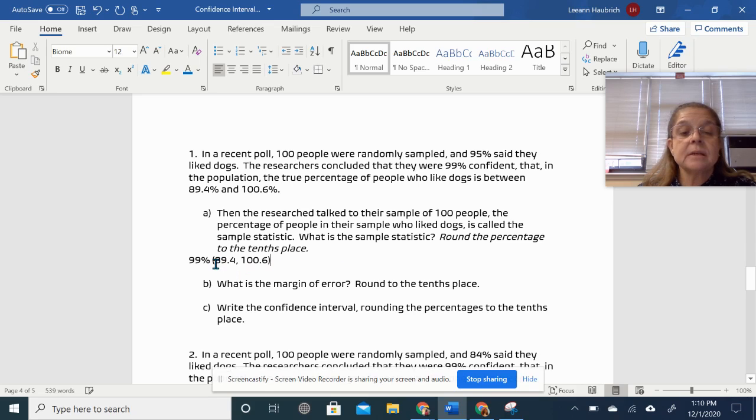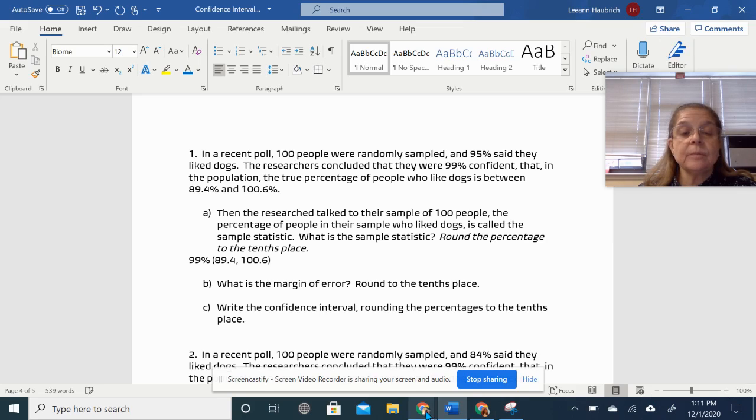Well, if we know that this is the 99 percentile, the sample statistic would have to land in the middle of this. It would have to be the exact middle. Well, how do you get the middle of two things? Add them together and divide by 2.